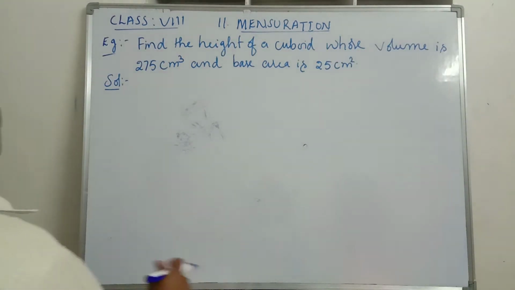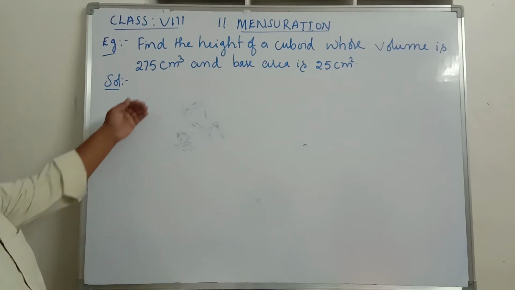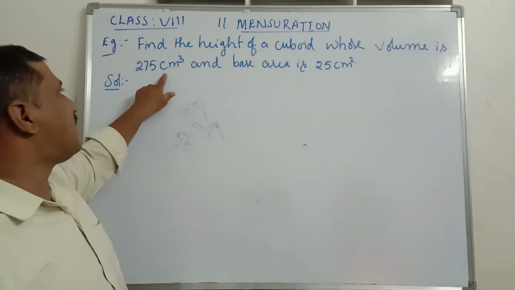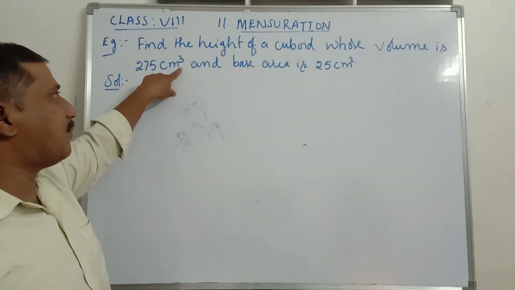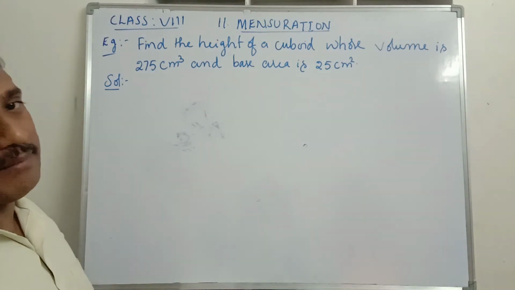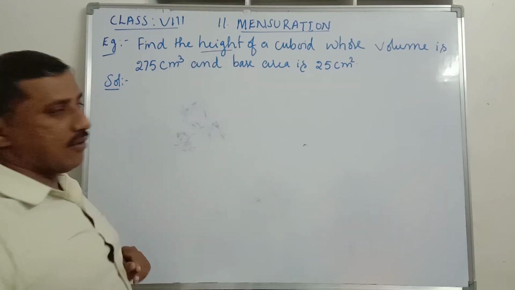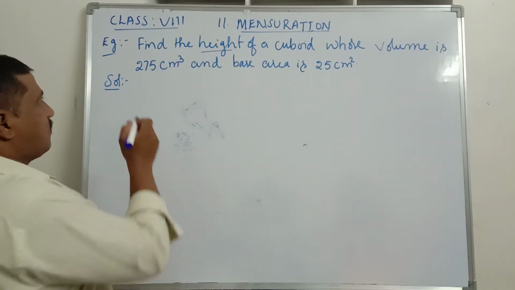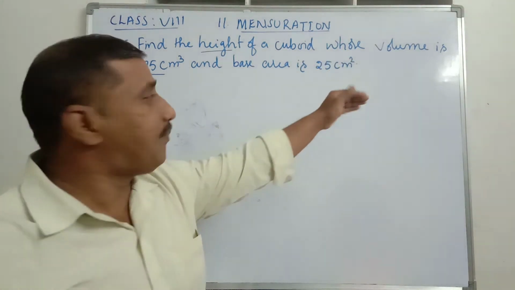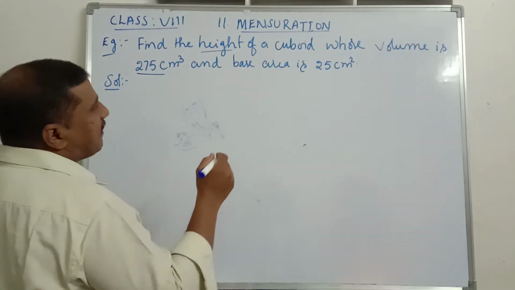So an example: find the height of a cuboid whose volume is 275 cubic centimeters and its base area is 25 square centimeters. What we have to find? The height of the cuboid. And what is given? 275 cubic centimeters is the volume, and the base area is 25 square centimeters.